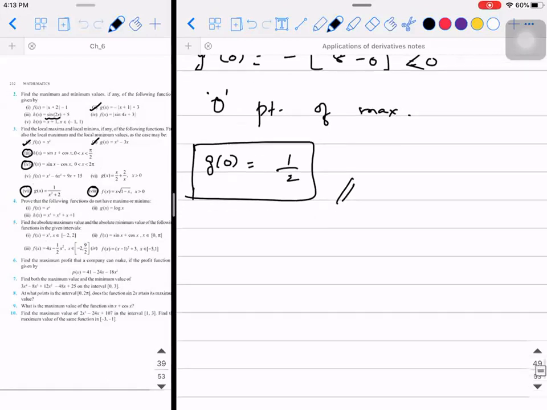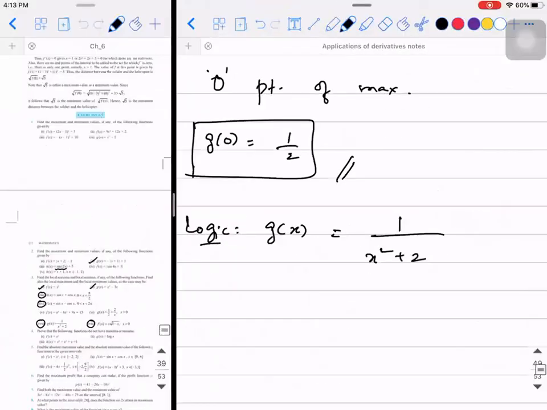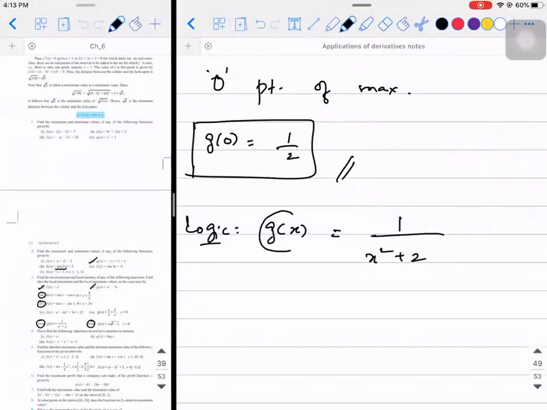So again, I can tell you a logic to verify whether your answer is right or wrong. So let's see the logic. g of x is equal to 1 by x square plus 2. The numerator doesn't have any function, only the denominator. So when will a fraction have maximum value? When the numerator is greater, when the denominator is least.